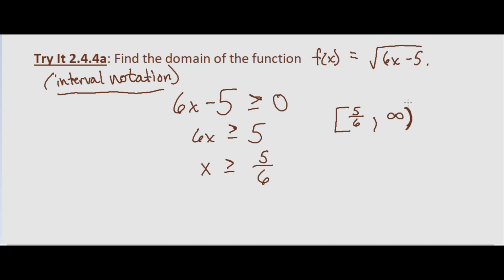So for the domain of f of x equals the square root of 6x minus 5, since it's a square root, we set what was underneath the radical greater than or equal to 0 and solved. And then for interval notation, it's inclusive, so a square bracket on the left going to infinity with an open bracket on the right. So the domain is 5/6 to infinity.